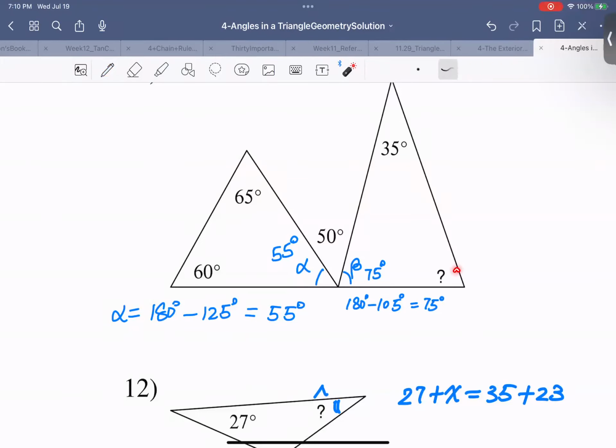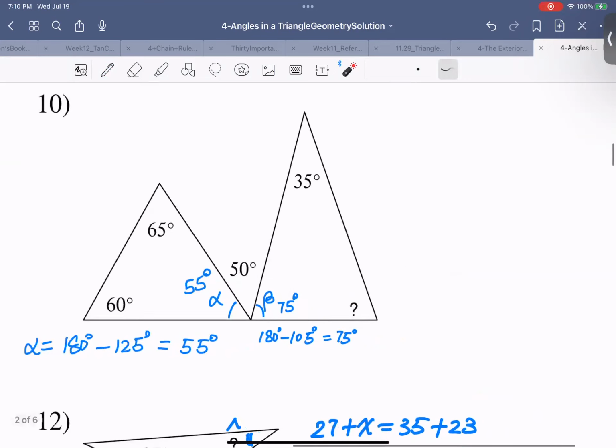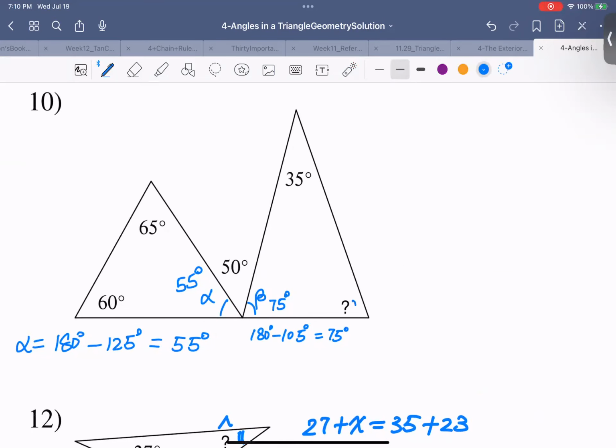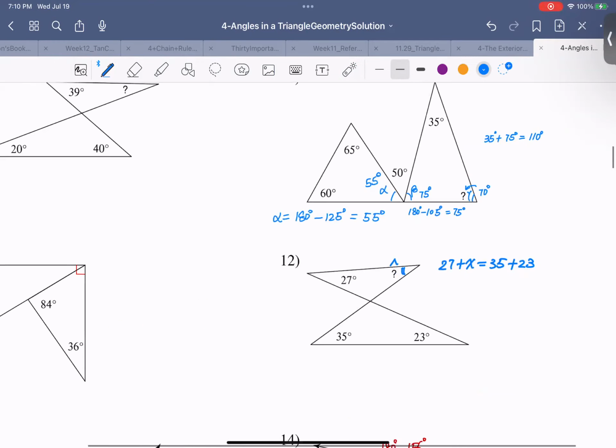And then we will be able to push to this angle. Go ahead, please. Because it's gamma. 75 plus 35 is 110, and 180 minus 110 is 70. Very good. So gamma is 70 degrees. Okay. Excellent work. Thank you.